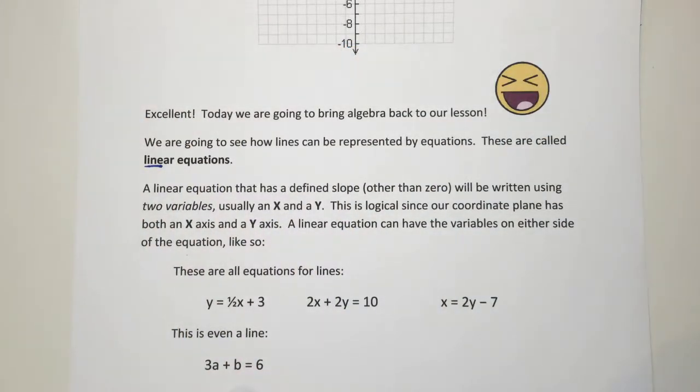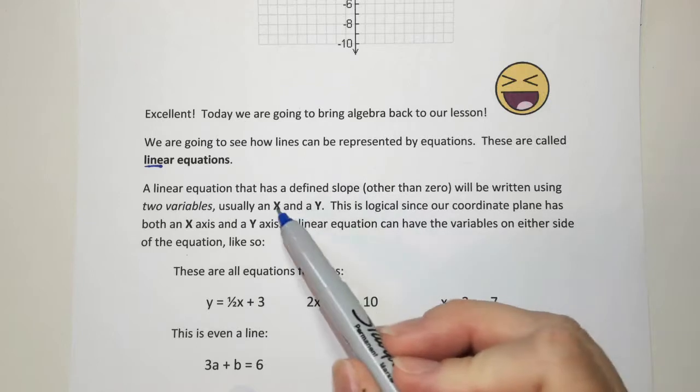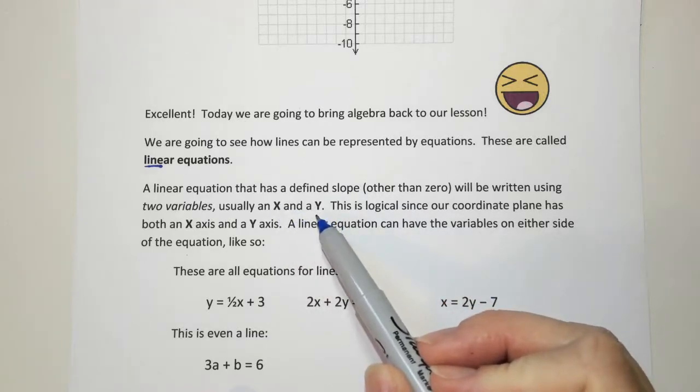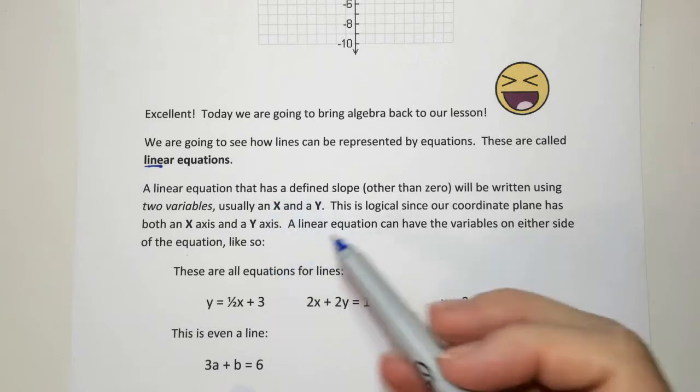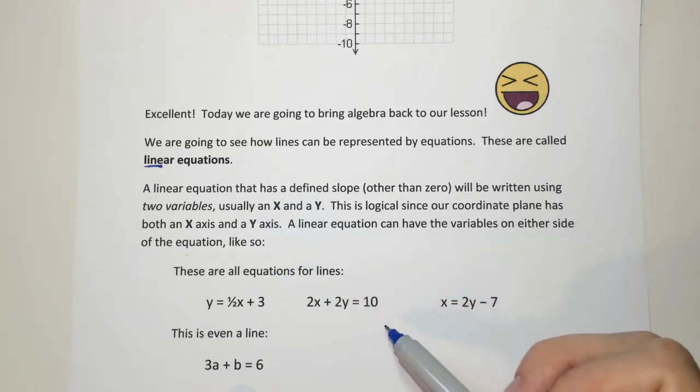A linear equation that has a defined slope other than 0 will be written using two variables, usually an x and a y. Previously, we've mostly worked just with formulas that have an x. This is logical since our coordinate plane has both an x and a y-axis.